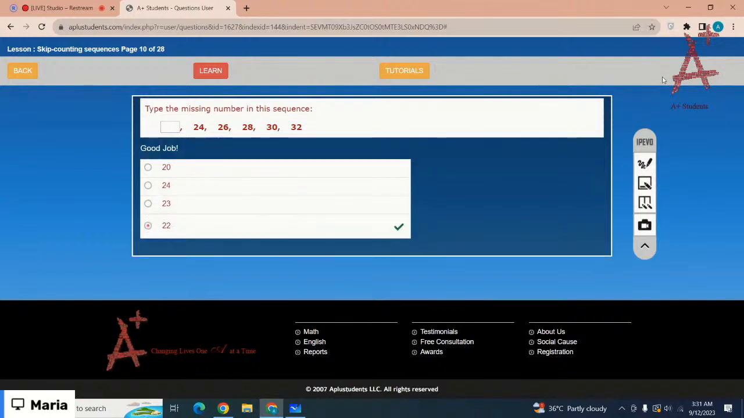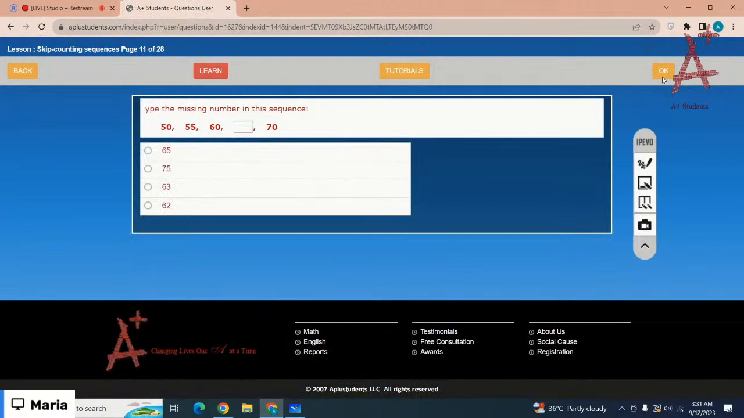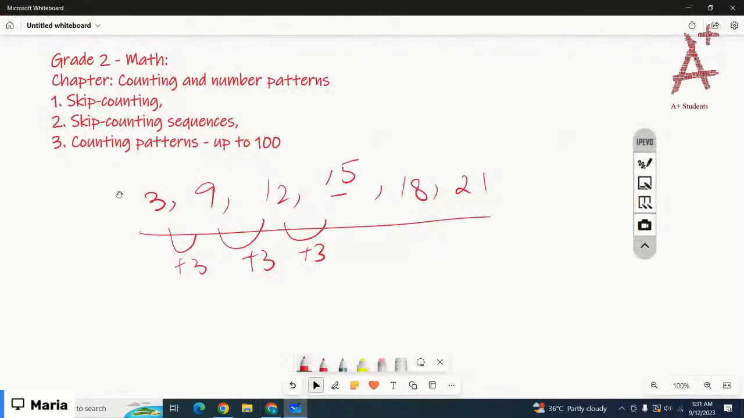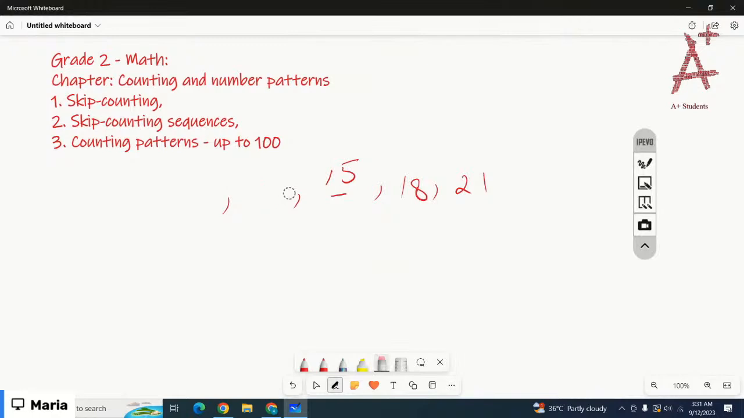Okay, you can complete the lesson by yourself later today. Let's just start with the next lesson. The next lesson is counting patterns up to 100. So we have already learned what patterns are and how they work, right? So let's see how we make the patterns.